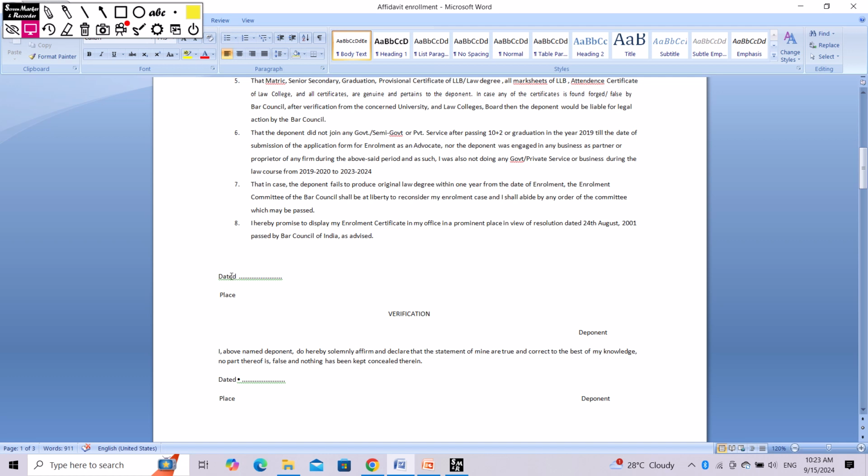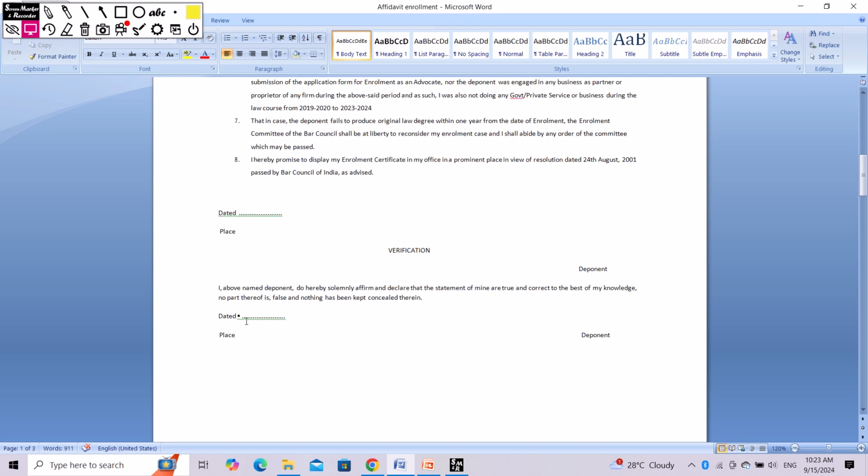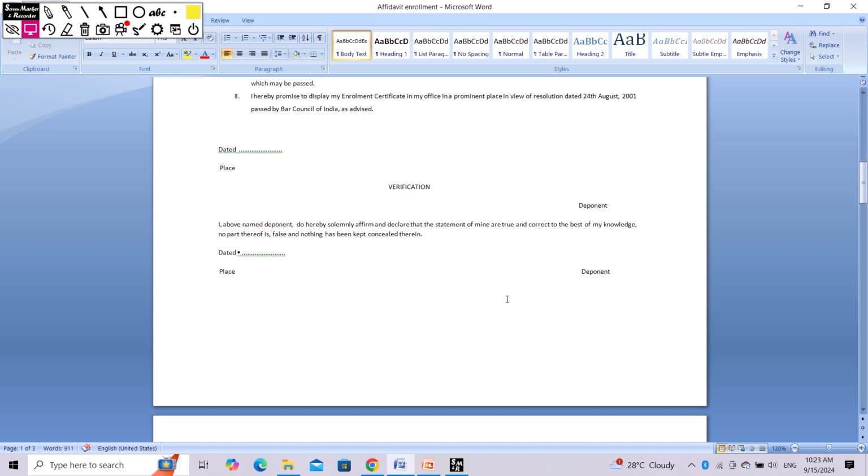So here you write the date on which you attest your affidavit from the notary, place of attestation, verification. You write your sign here, and here you write date, place, and your signature.